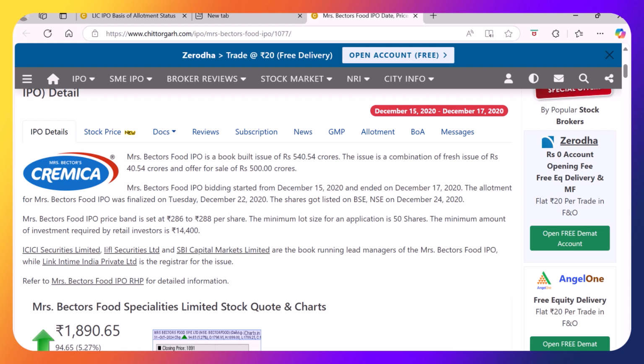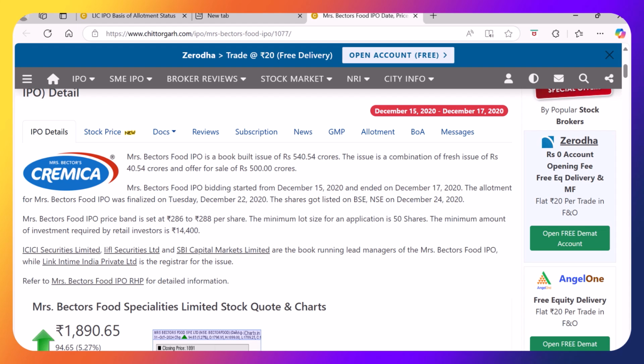So that means the IPO price band has been set between 286 to 288. Now, who sets this price? The company, Mrs. Bector, as well as their merchant bankers. They will generally form a committee which will review the company's performance and the future growth prospects, and then they will arrive at what price the company should offer the shares. Now, the face value of the company's share would be 10, so that means they are charging a premium of 276 or 278 rupees. It is between 286 to 288. Anything above 10 rupees is the premium that they are charging.